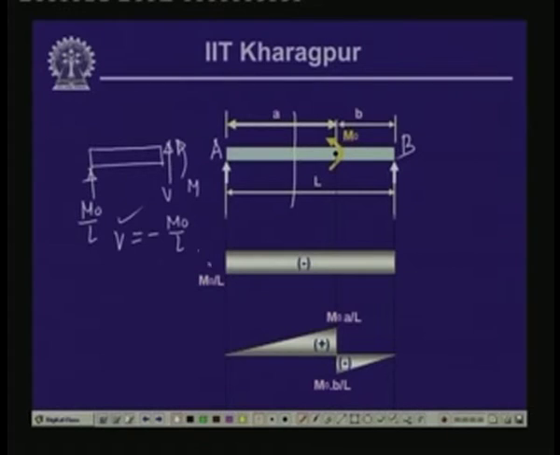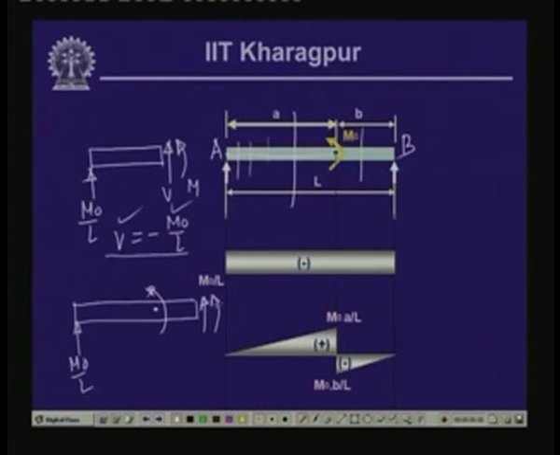So, the value of the shear force at any point between the segment from here to here is not a function of x, it is a constant. Wherever we take the section, we will have the value of shear force as M0 by L. Now, if we take a free body of this particular segment, the free body becomes like this: we have the reactive force M0 by L, the concentrated moment in an anticlockwise direction, and the shear and the bending moment.